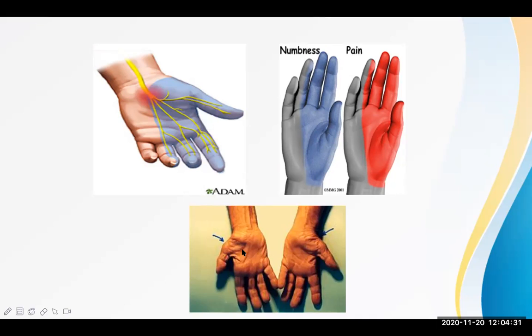And look at this. Where is the thenar eminence here? It is atrophied already. This is the area of the thenar eminence. It is atrophied. So this is carpal tunnel syndrome.